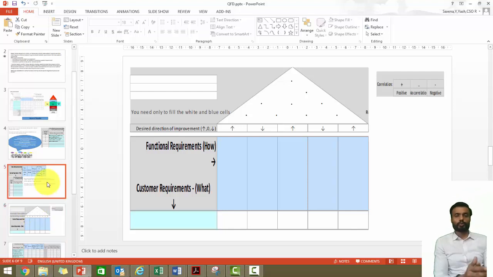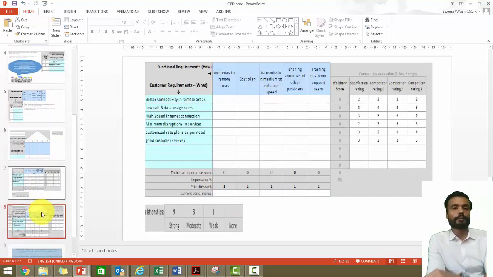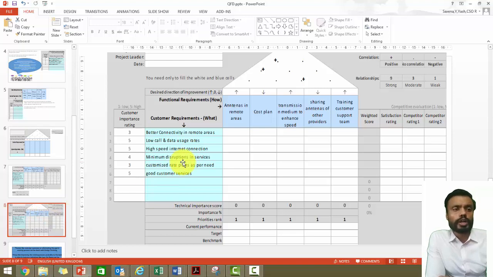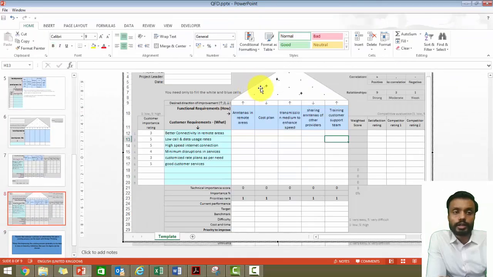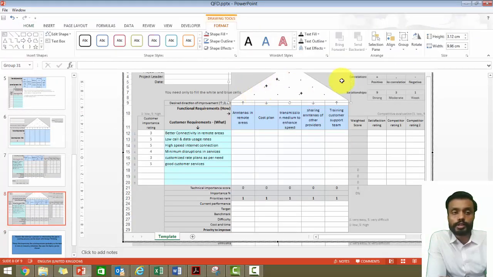Now, this is what we were filling, right? If you look at the complete picture of your QFD, the relationship between the antennas in remote areas and the cost plan, is it a strong relationship, positive relationship, or no correlation? If there is no correlation, the value you put in over here would be a dot. Antennas in remote areas and transmission medium to enhance the speed: there is a correlation, because the more the antennas, the more transmission medium would be there to enhance the speed. So you put in the plus sign over here, which is the positive correlation.